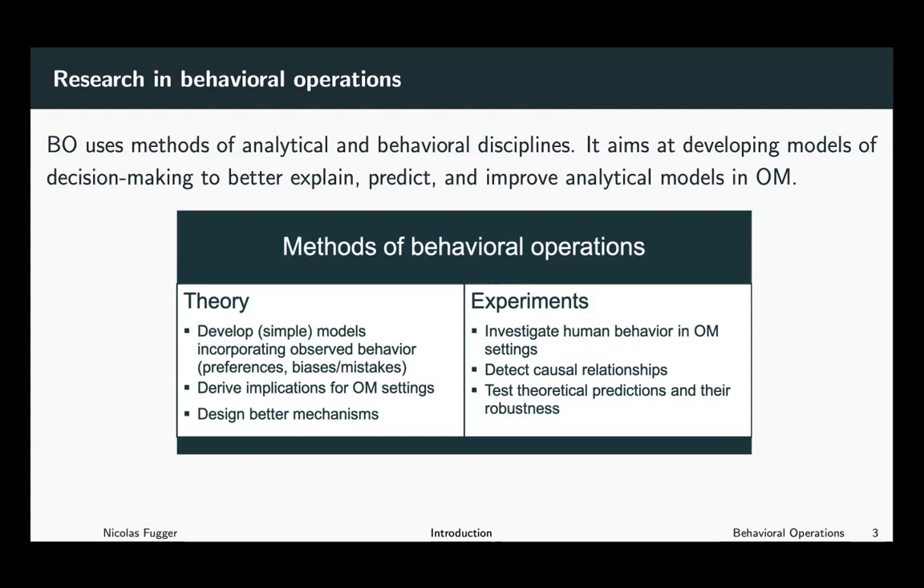By testing our theoretical predictions, we can check if the assumptions we made are correct. Finally, testing theoretical predictions and, of course, their robustness, experiments give us a chance to wind tunnel test different mechanisms where theory makes no clear statement.